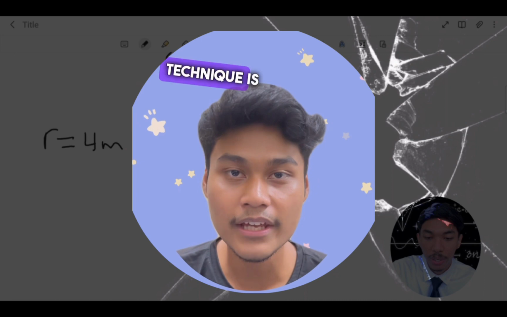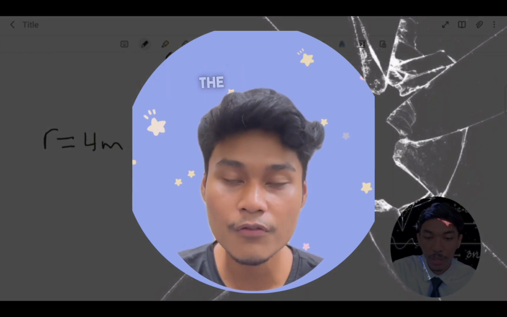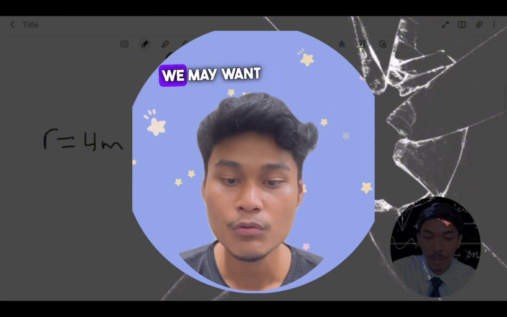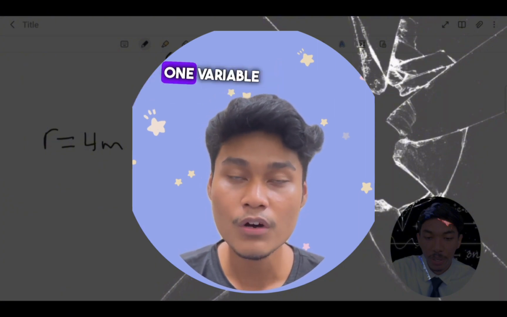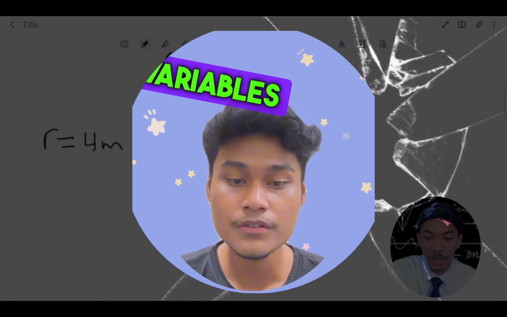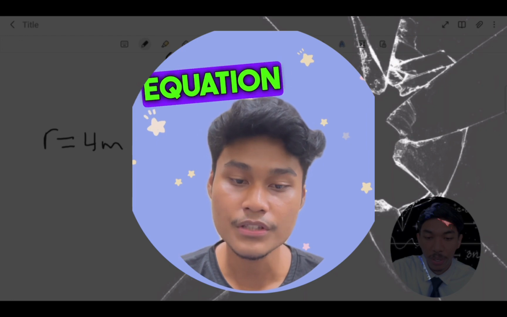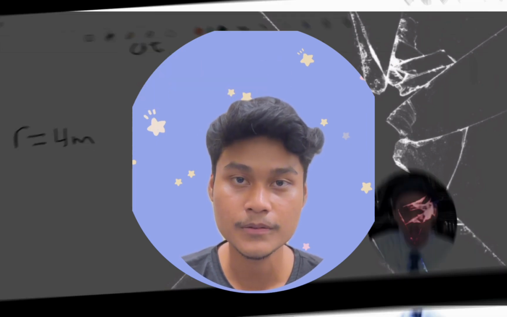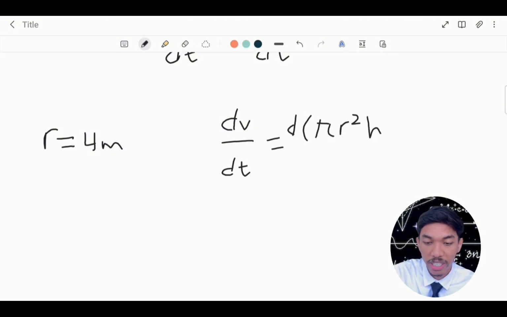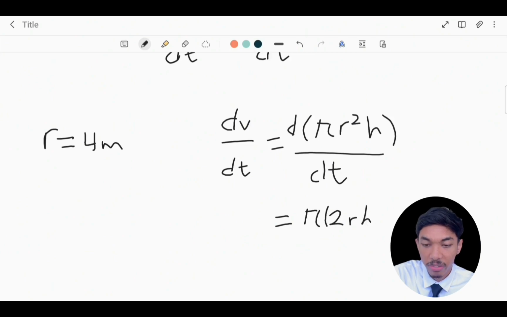The related rates technique is an application of the chain rule. We use this technique when we have three variables. We may want the rate of change of one variable with respect to time, like in our question, and those variables may be connected through an equation using a third variable. dV over dt equals d of pi r squared h over dt. So we get pi r squared dh over dt, since the radius is constant.